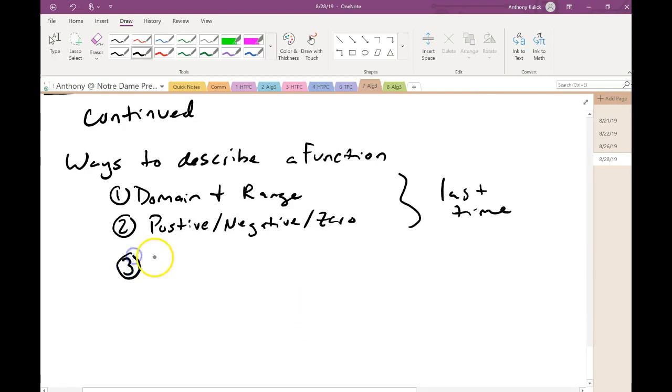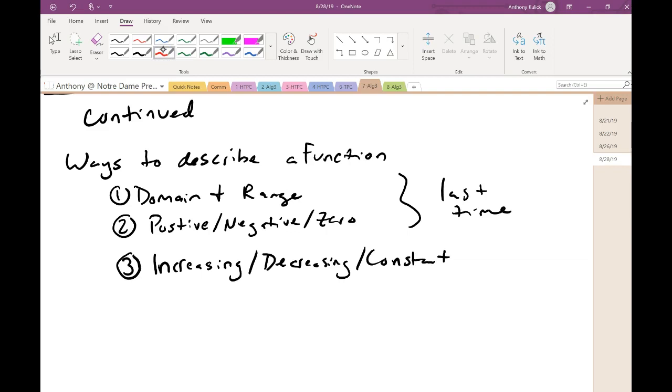So the focus today is going to be on this idea of increasing, decreasing, and constant. So when we say increasing, what we're really talking about is if you walk along the graph from the left to the right, the increasing parts are when we're walking uphill. The decreasing parts are when we're walking downhill. And the constant parts are when the graph is flat.